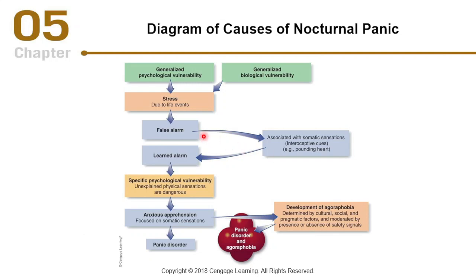Okay, so let's look at it in this diagram. So, yan, parehong may ganyan. So, stressor, here is the stressor of the event. False alarm associated with somatic sensation. Okay, like for example, sumakay ng sasakyan, learned alarm. Specific psychological vulnerability, unexplained physical sensations are dangerous. So, yan. Anxious apprehension, focus on somatic sensation, sorry. So, it can move to here.